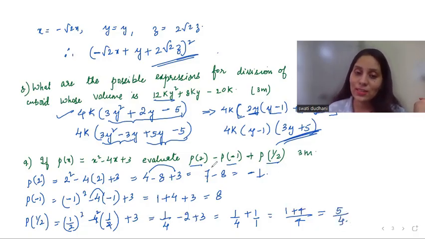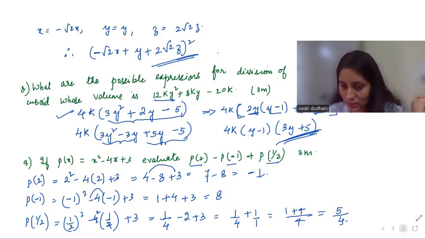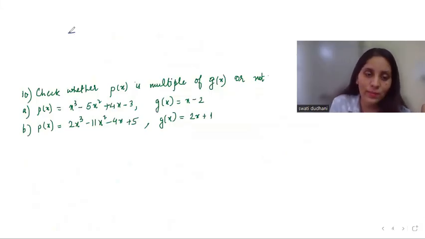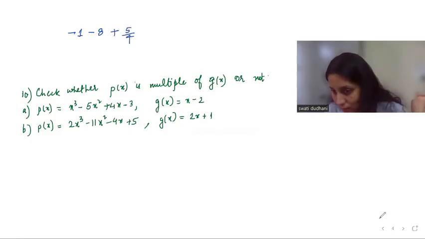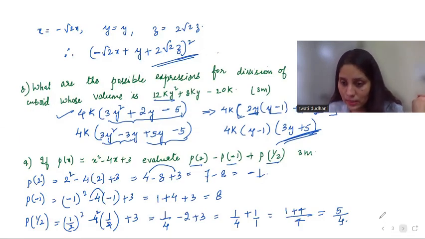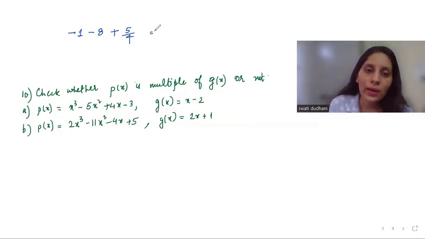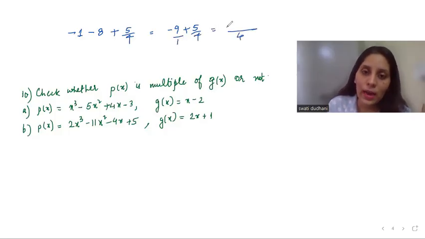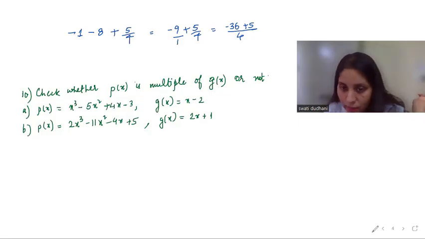Now substitute in this value. So P of 2 is minus 1, minus P of negative 1 is 8, plus P of 1 by 2 is 5 by 4. I think these are the values. Yes. Now again, minus 1 minus 8 is minus 9 plus 5 by 4. Since you have a fraction, take the LCM, which is 4. 9 into 4 is minus 36 plus 5. Okay, 1 second. Do we have minus 1?